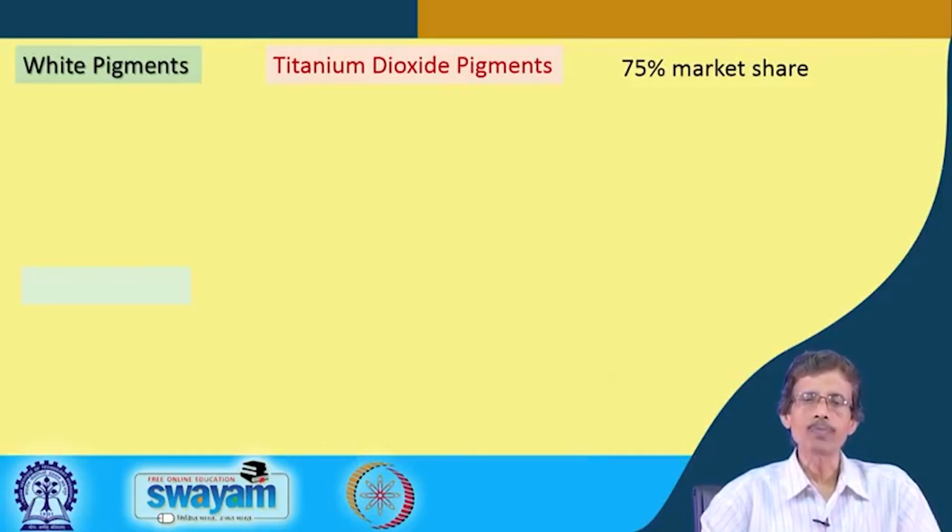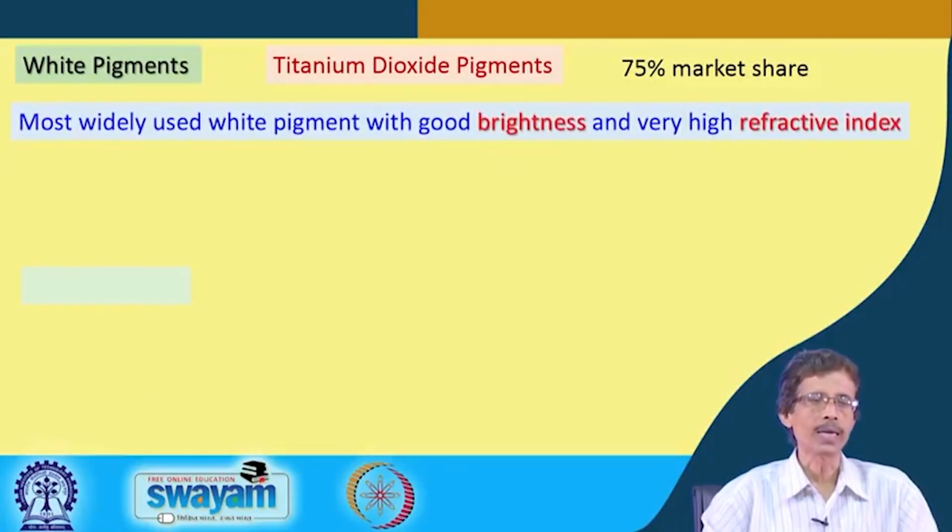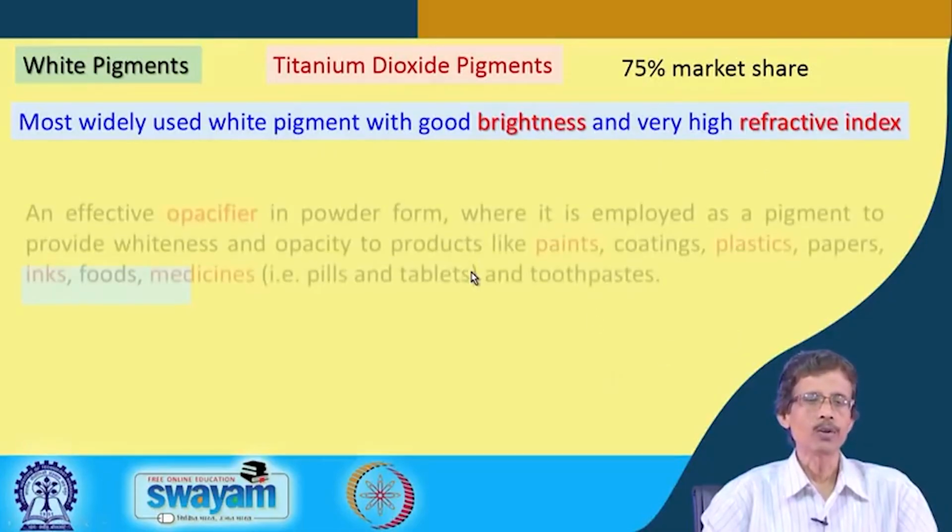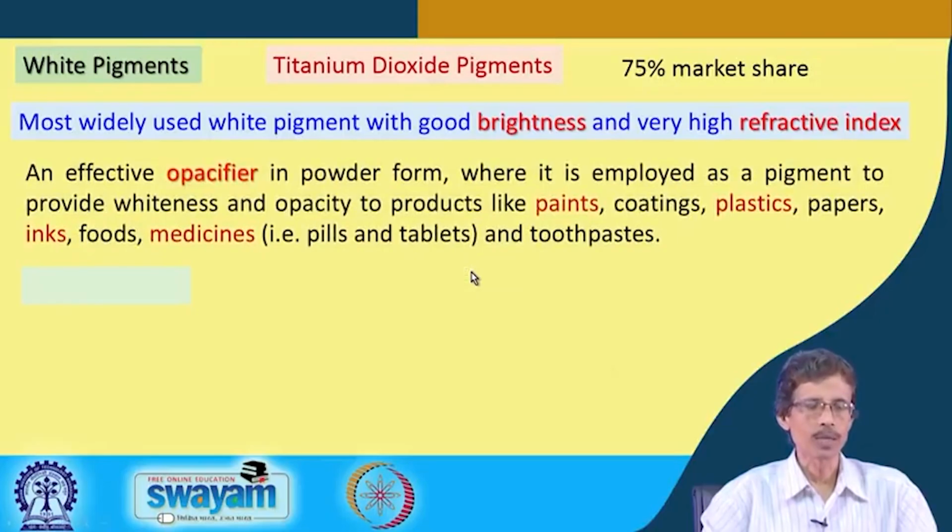covers 75% of the market share. So, whatever white inorganic pigment is available in the market and we use, mostly they are all titanium pigments, and that is why they are used, because of their good brightness and very high refractive index. Just now we considered, in comparing the filler with your pigment, that refractive index values are very useful. It is also an effective opacifier, that is, opacity is also high in powder form.